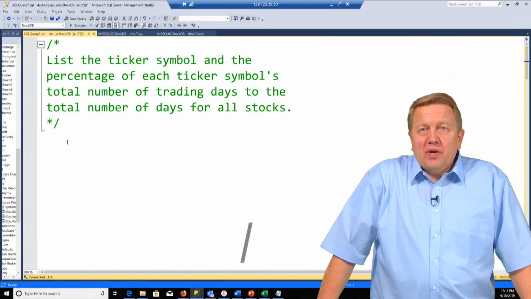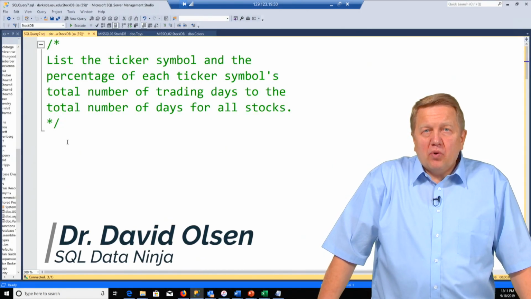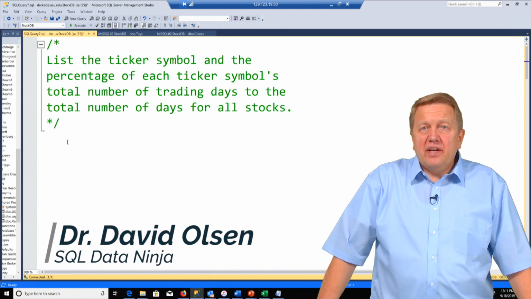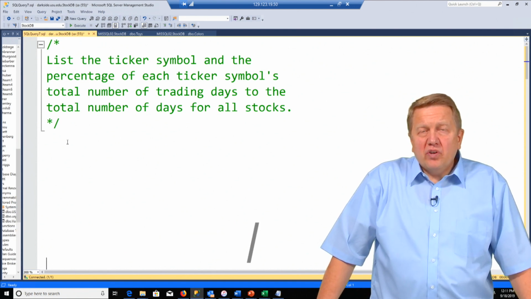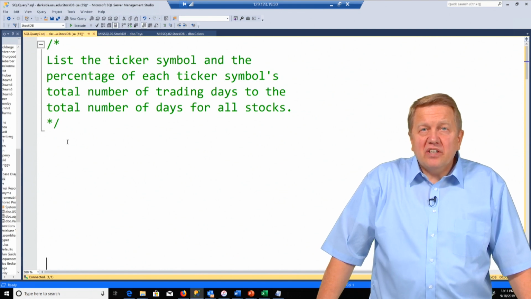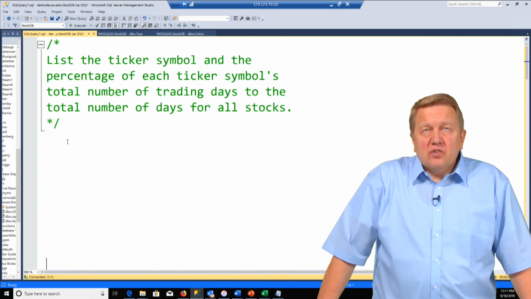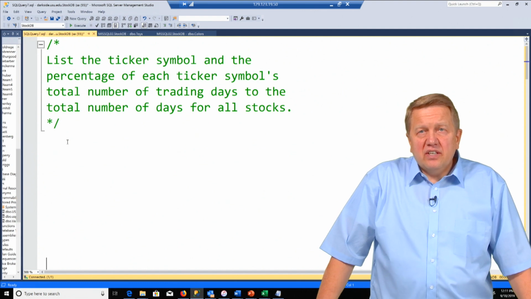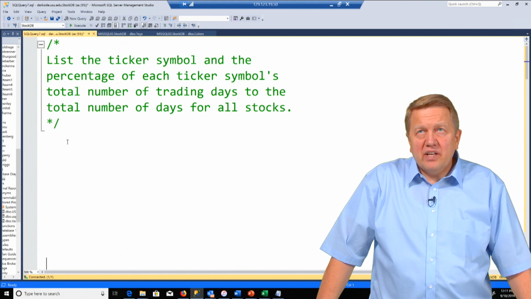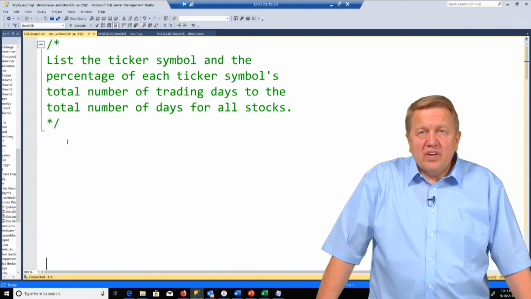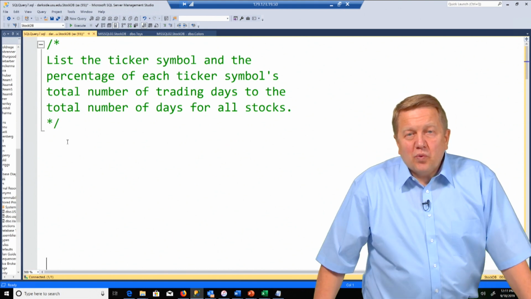Welcome. We have several new problems that we're going to try to solve today using some of the components we've learned, and we're really going to try to work on our problem-solving skills. So the first query says, list the ticker symbol and the percentage of each ticker symbol's total number of trading days to the total number of days for all stocks. Well, this one is tricky.